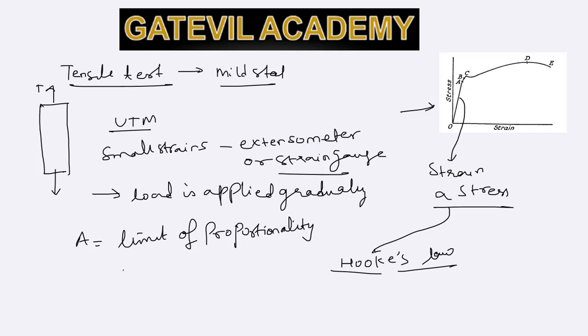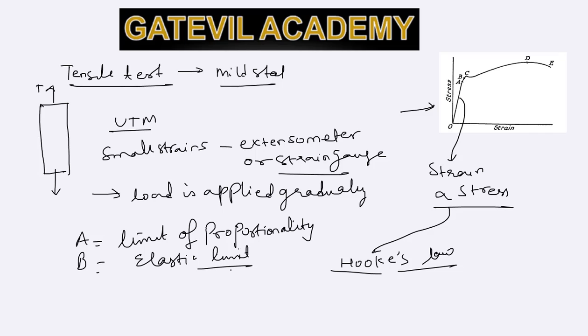After this also, material may be still in elastic state, which means that if the load is removed, the strain will return back to zero. That means till point B, if we keep on increasing the load, and after unloading, the strain will come back to zero again. So this point B is known as elastic limit, the point till which the body remains in the elastic state.